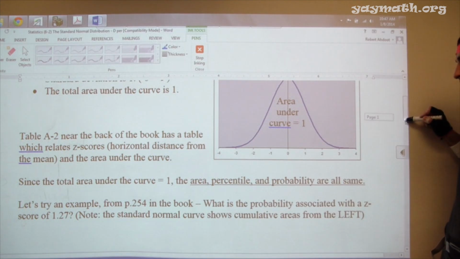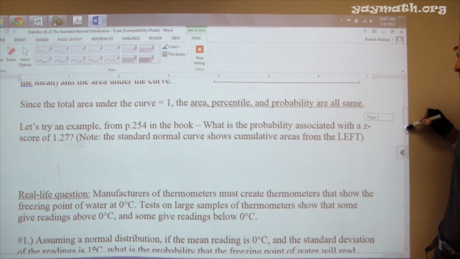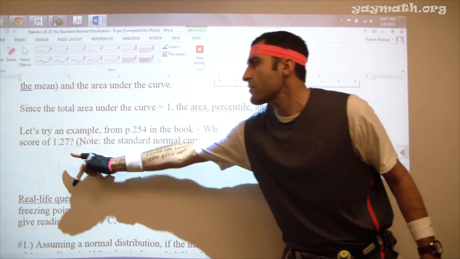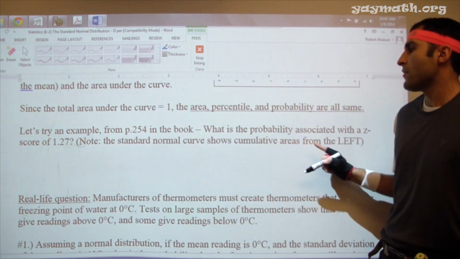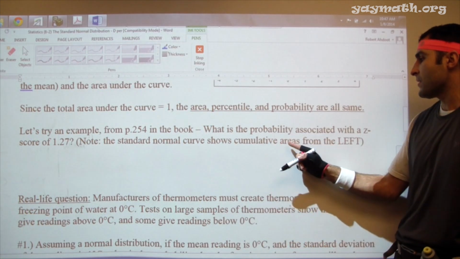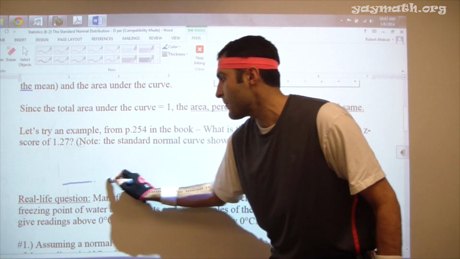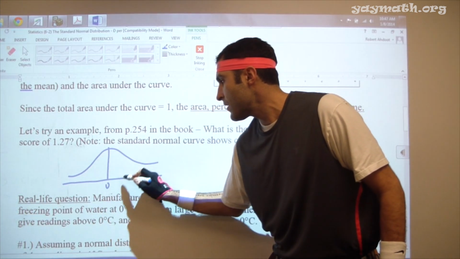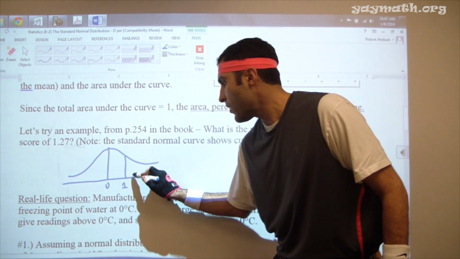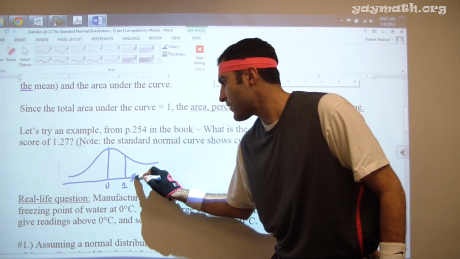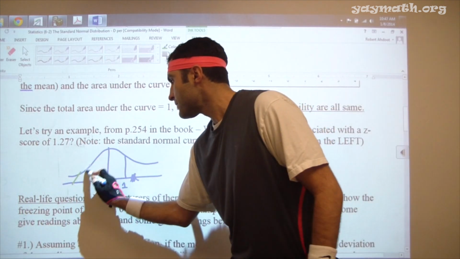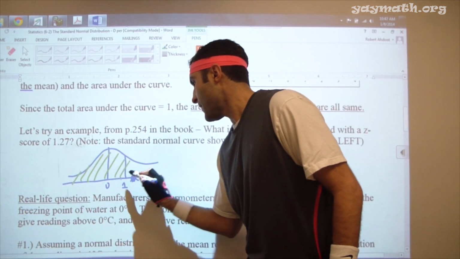This is an example from your notes. Let's try an example. What is the probability associated with a z-score of 1.27? Note the standard normal curve shows cumulative areas from the left. So let's talk about it. Here's your normal curve. This is 0. This is 1. So 1.27 will be right around here, and we want the area to the left of this. And we're going to look it up in a table.